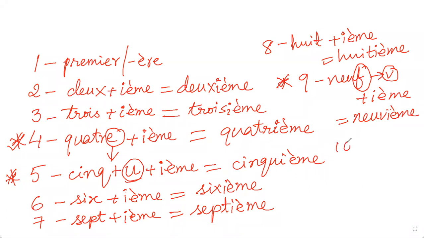And number 10. What do we write 10 in French? Dix. And then we add ième. So it becomes dixième. Got it? Did you understand?